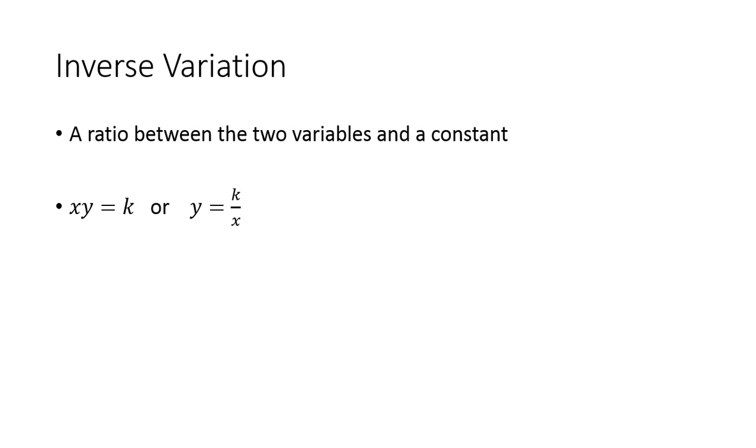Or the other way of writing it, if you want to have it set up as y equals, it'd be y equals k over x. So y equals k over x would be your equation, which is just the ratio, because it's like y over 1 is equal to k over x. So that's your inverse variation, your basic setup for it.